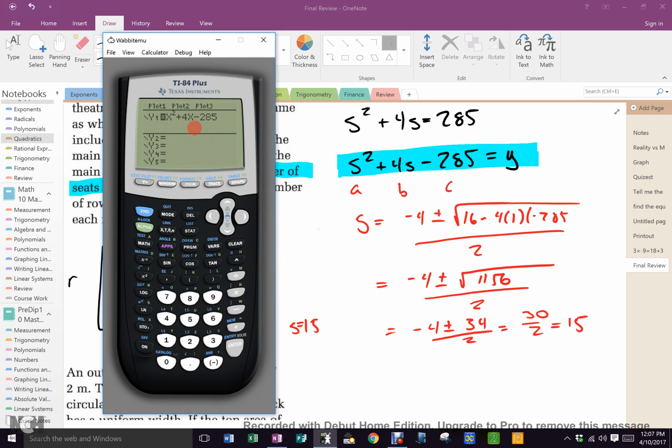X squared plus 4x minus 285, graph it. Let's change our window to, actually, let's see what happens if we go zoom standard. It's not there. So I'm going to change my window. I'm going to change my window to an X max of 20, because we know it's 15 now, and I'm going to graph it.